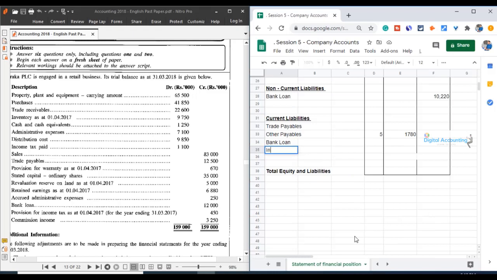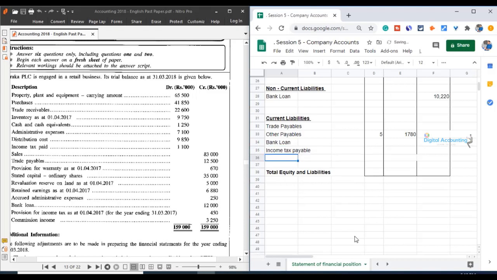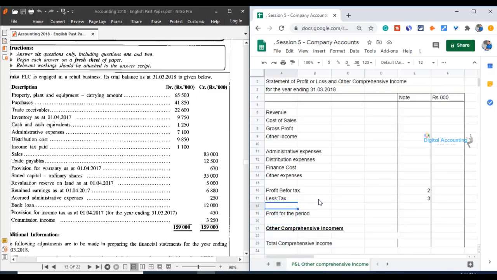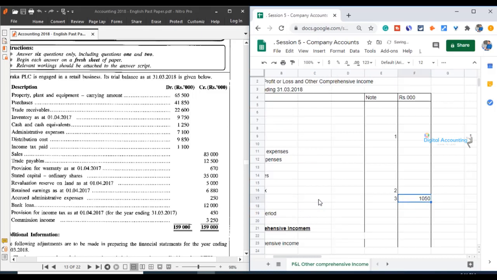So income tax payable is 400,000. The income tax expense should be in the P&L as tax expense. That is 1,050.